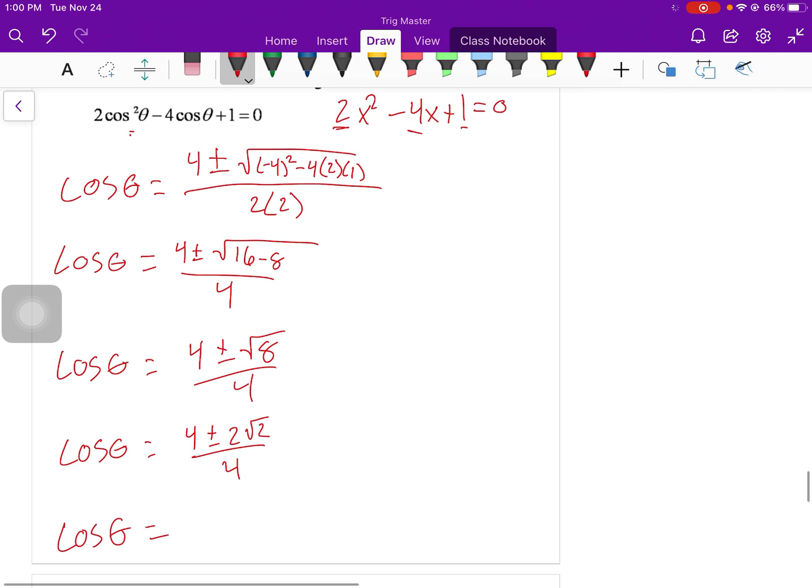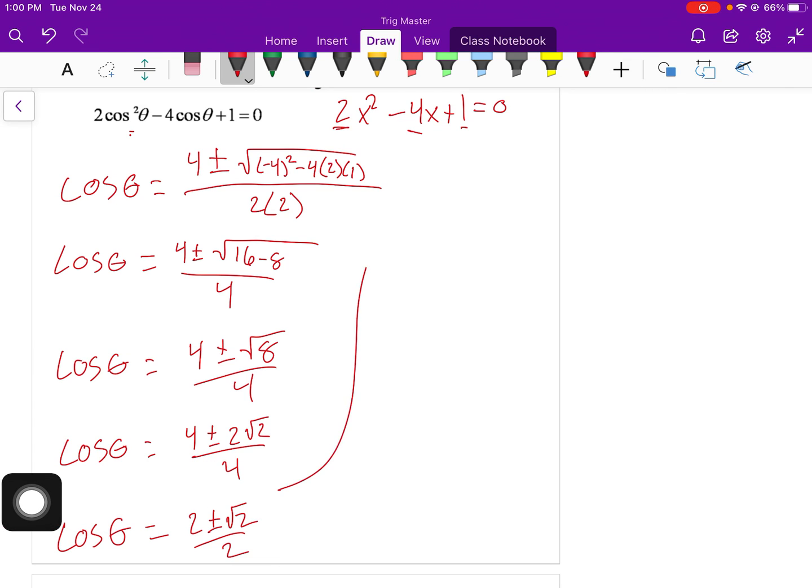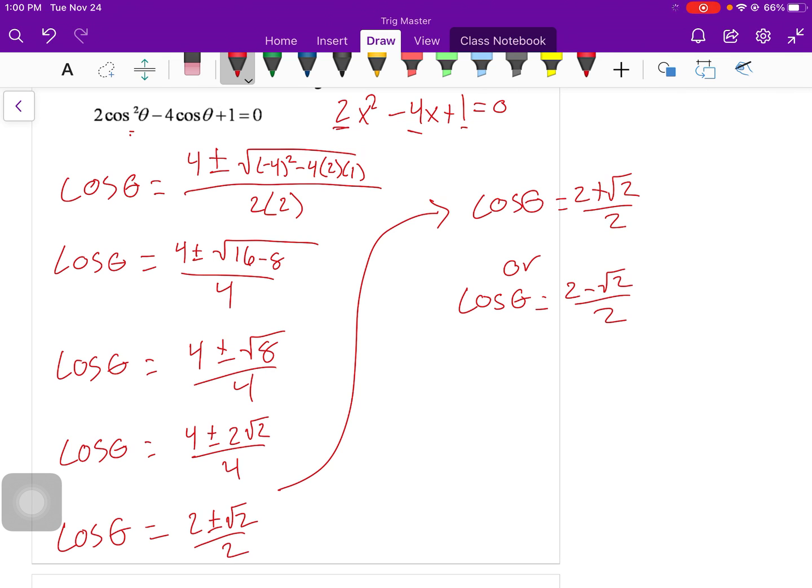Now you can simplify, but you have to do all 3 terms at once. So the only factor that all 3 things have is a 2. So this leaves us with 2 square root of 2 over 2. Divide the 4 by 2, divide 2 square root of 2 by 2, and divide 4 by 2 again. So you've got options. You've got cosine of theta equals 2 plus the square root of 2 over 2, or cosine of theta equals 2 minus the square root of 2 over 2.